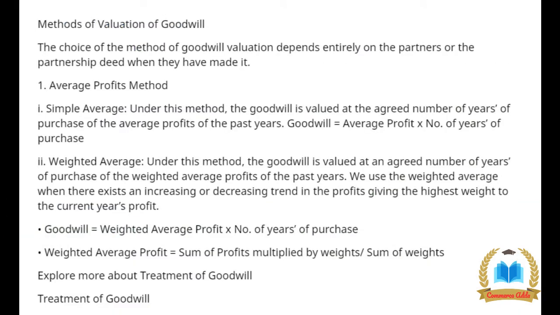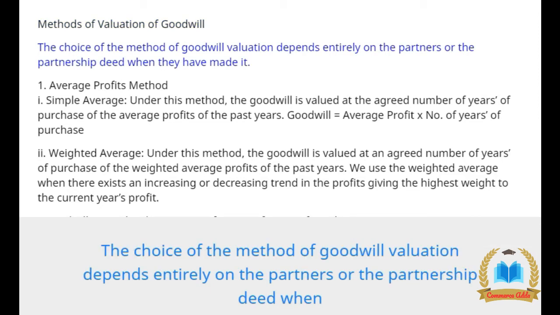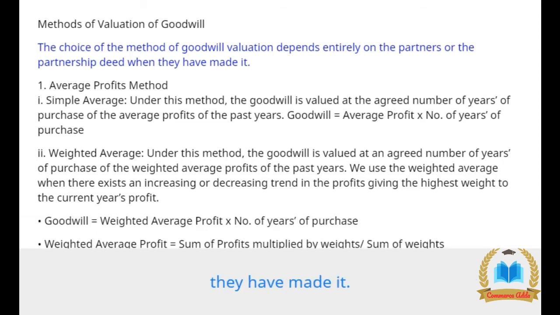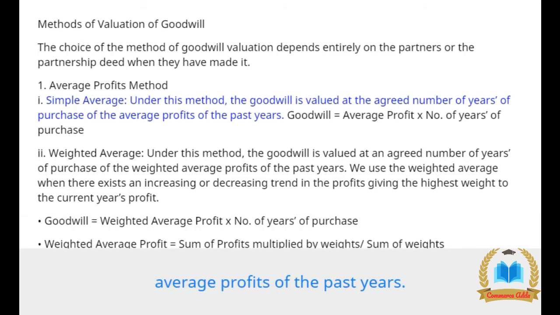And now we will learn about methods of valuation of goodwill. The choice of the method of goodwill valuation depends entirely on the partners or the partnership deed when they have made it. 1. Average profits method. I. Simple average. Under this method, the goodwill is valued at the agreed number of years of purchase of the average profits of the past years. Goodwill equals average profit x number of years of purchase.